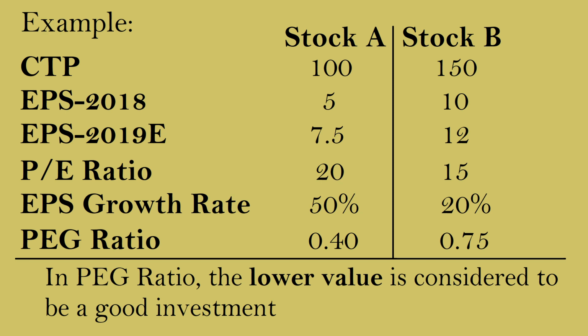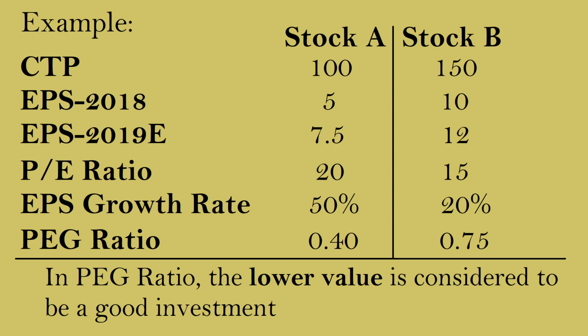Based on the example, stock A has the highest PE ratio at 20 and it looks expensive. On the other hand, stock B has a low PE at 15 and it looks cheaper. But there is one major difference between these two companies, which is that stock A is growing its earnings per share at a much faster rate than stock B. Given how quickly stock A is growing, when we take this into account, we see that stock A may actually be cheaper than stock B.